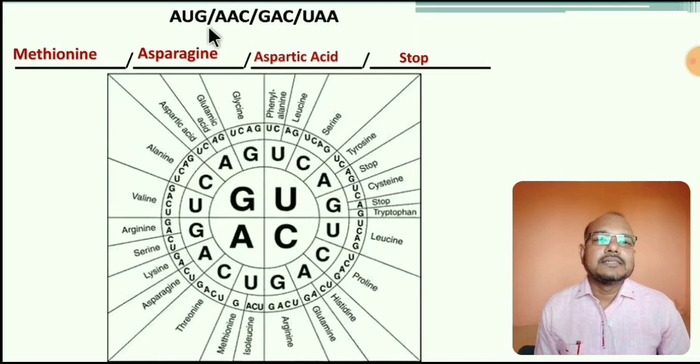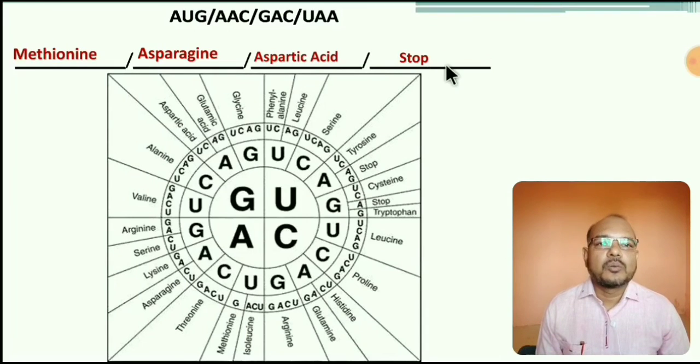AUG is the initiating codon. AUG codes for methionine, AAC for asparagine, GAC for aspartic acid, and UAA is the stop codon. So this is the outline of how the genetic code forms the 64 total codons.